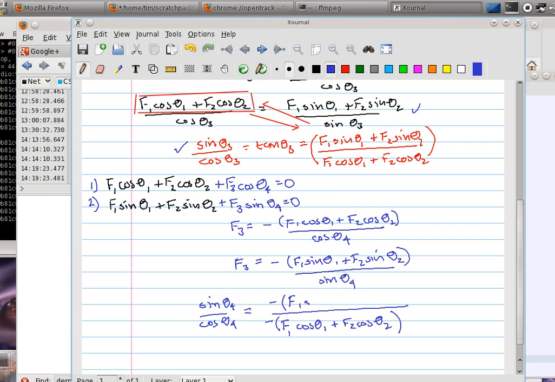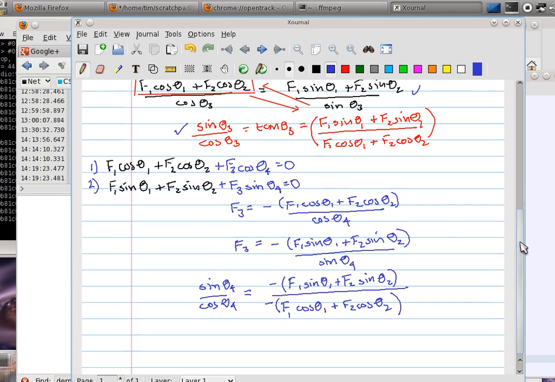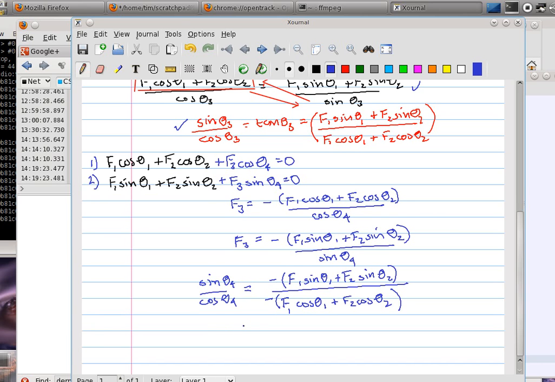F1 sine theta 1 plus F2 sine theta 2. Right, so you have all that. Again, notice these negative signs. This is, of course, equal to tan theta 4.